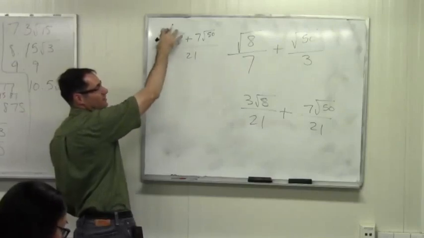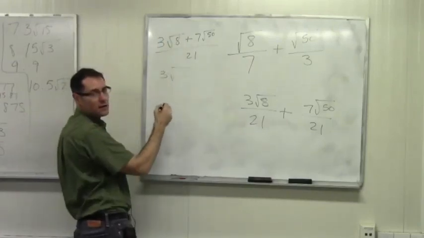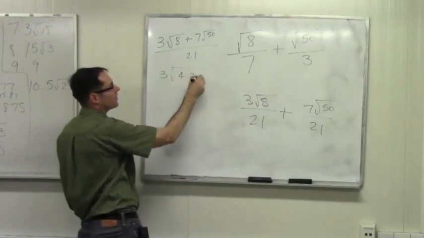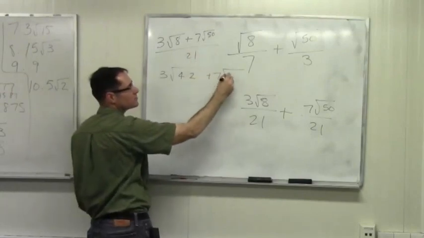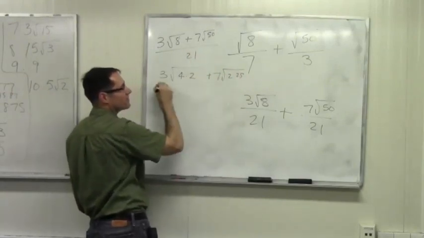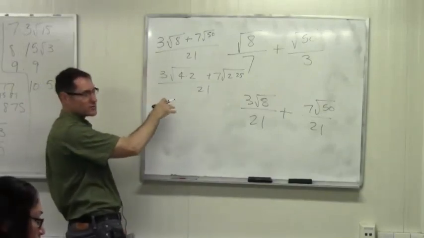So let's actually look at this one first. 3 times the square root of 8. What goes into 8? 4 and 2. Plus 7 times the square root of 50. What goes into 50? 2 and 25. Divided by 21. And you have to keep everything the whole way so you don't lose the steps.